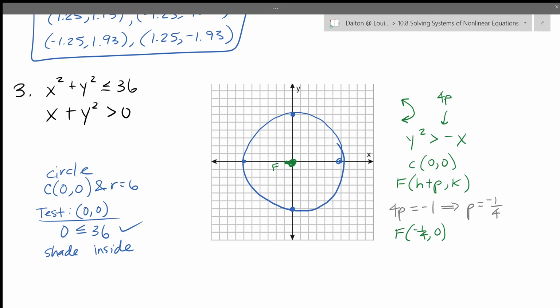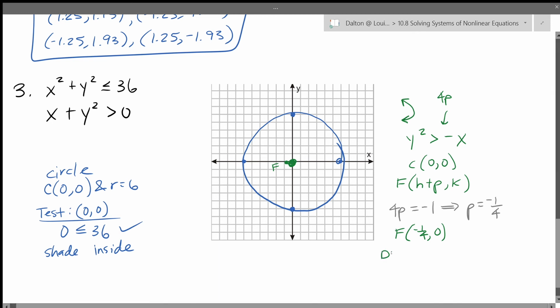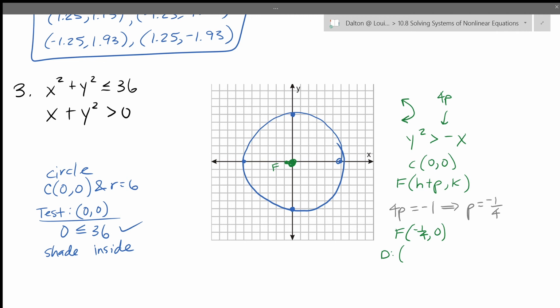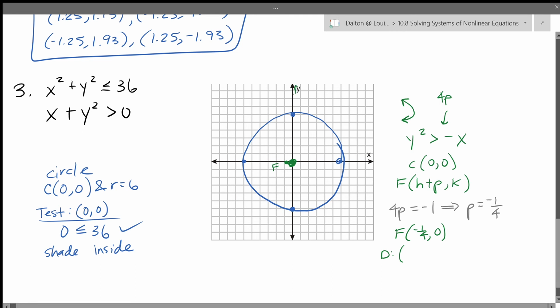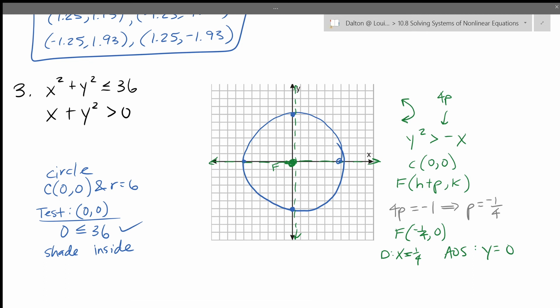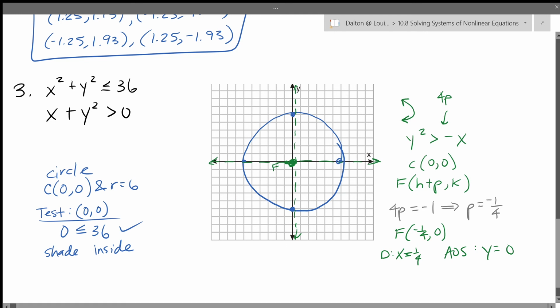And then the directrix, hopefully you're getting pretty good at this, is just going to be on the other side of the vertex at that same distance. So if the focus is 1/4 distance away on the left side, our directrix is going to be 1/4 the distance away on the right side, which is the equation x equals 1/4. And then the axis of symmetry goes through the focus and the vertex, which is the equation y equals 0. So for parabolas, I think they're the most challenging to graph, honestly, especially quickly, because you have to find the focus and the directrix. And then once you find those, I'm okay with you estimating the curve.